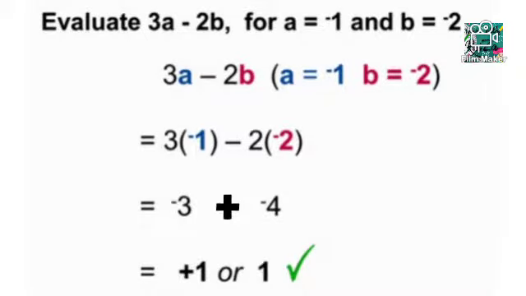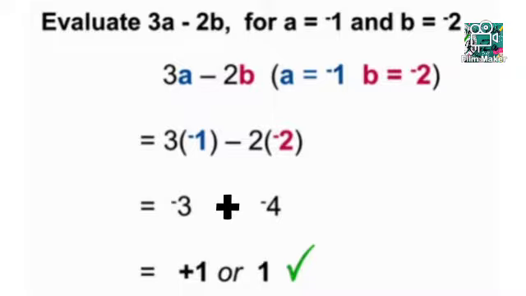Okay, the last example here: 3a minus 2b for a equal minus 1 and b equal minus 2. So children, here negative values are given. When negative values are given, some students get weaker in doing calculations, but don't be like that. 3a minus 2b, instead of a, just substitute minus 1. So 3 into minus 1 minus 2 into, and b is given as minus 2, so 2 into minus 2.